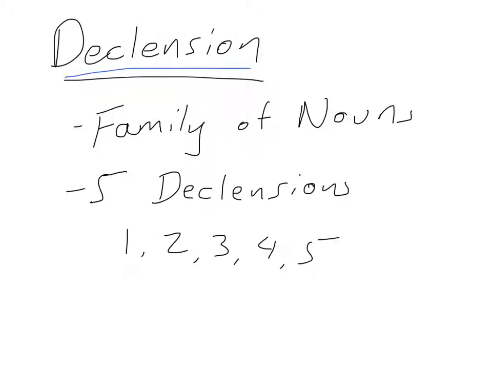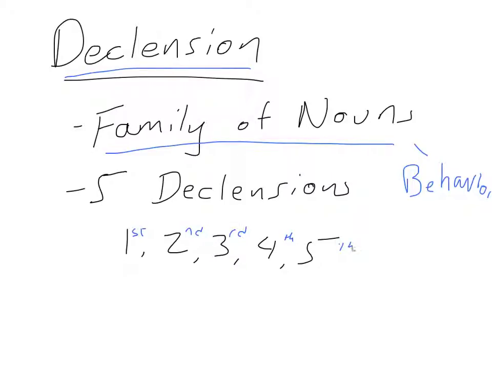And what a declension is, it's a family of nouns. These nouns all act the same way. It's a convenient way for us to group nouns looking at their behavior. We have 5 declensions in Latin. We've got the first, the second, the third, the fourth, and the fifth. And nouns in each one of these groups react to various circumstances in the same way.